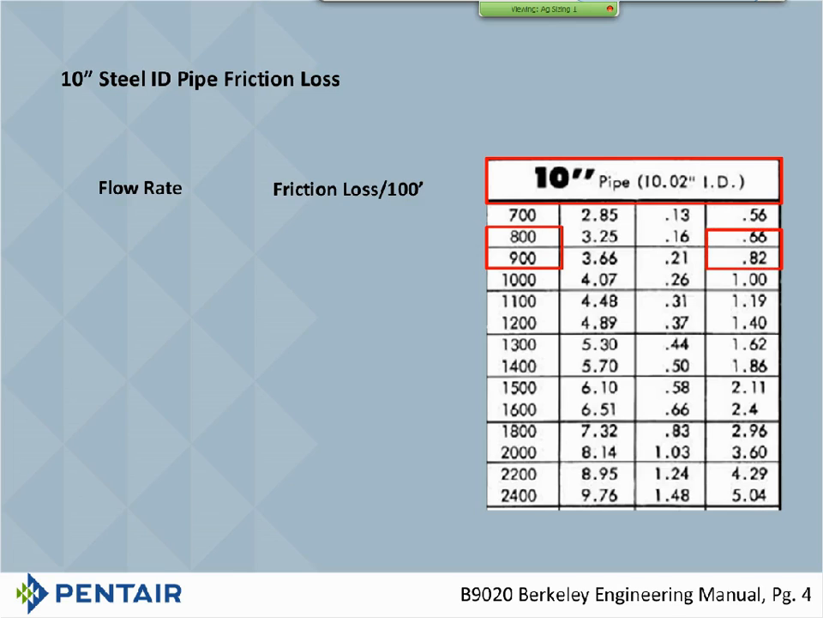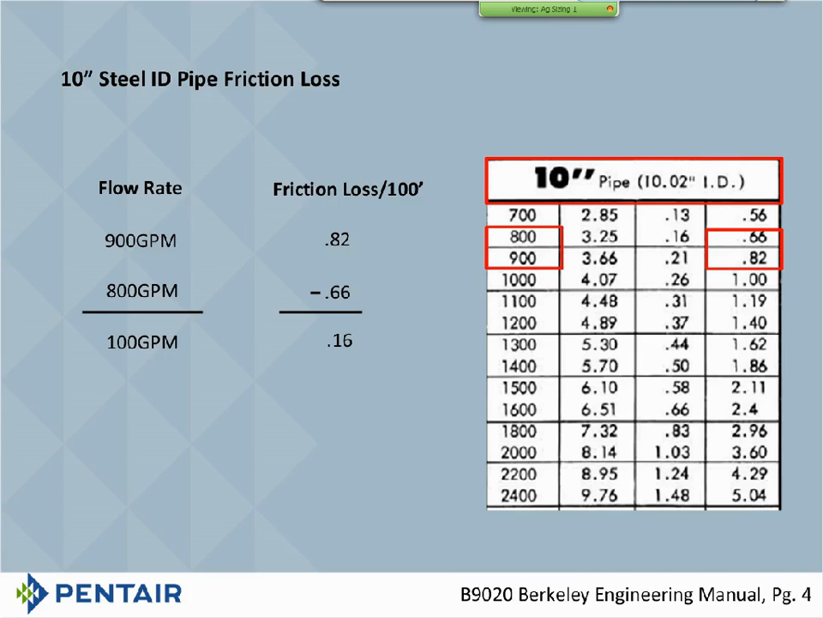And when we look, we notice that at 800, we're at 0.66. At 900, we're at 0.82 friction loss. So we're going to put the 900 on top with the 0.82. We're going to put the 800 on the bottom with the 0.66. What we're going to do now is we're going to subtract the 0.66 from the 0.82, which gives us a remainder of 0.16. Okay? The difference between 800 gallons and 900 gallons is 100 gallons.